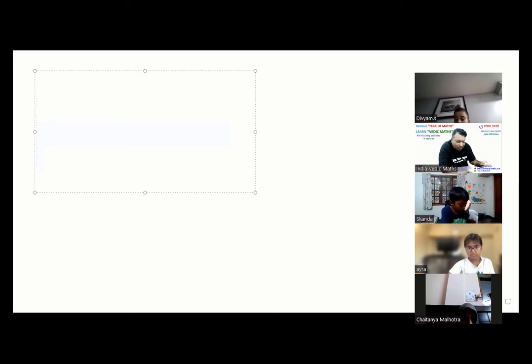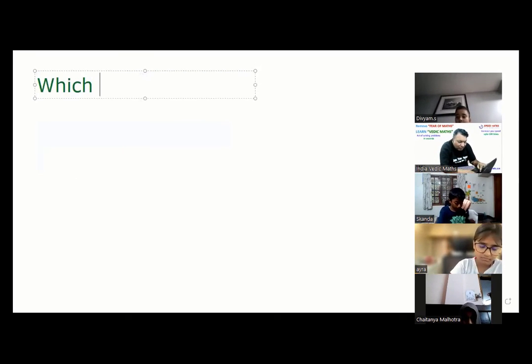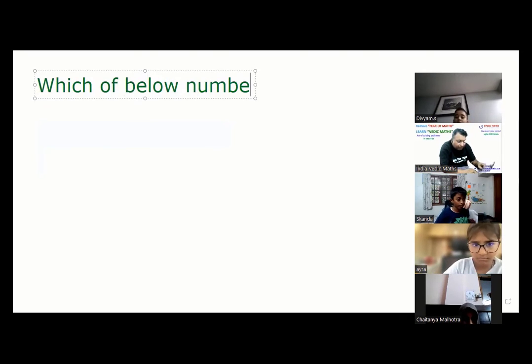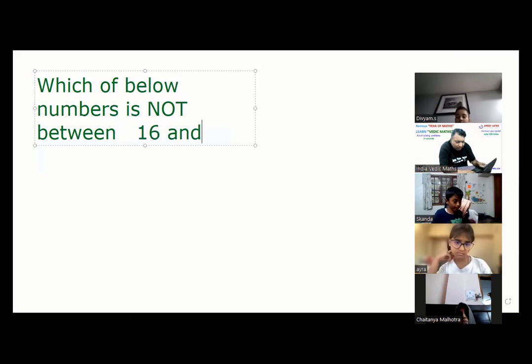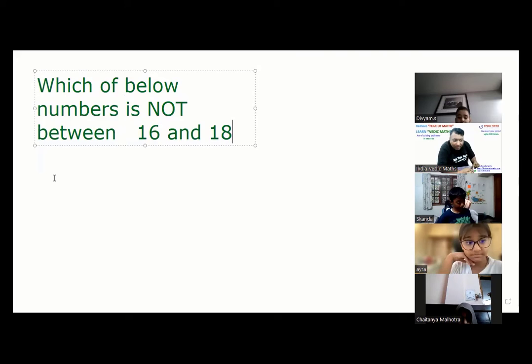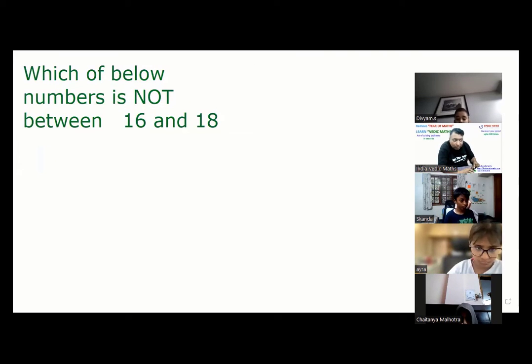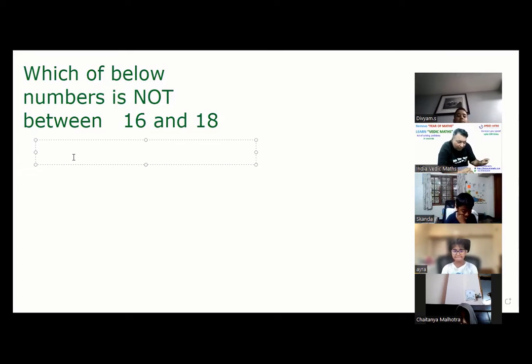I am writing my next question. Which of the below numbers is not between 16 and 17? Okay, or 16 and 18. You tell me which of the below numbers is not between 16 and 18. First, you wait for me to write all the numbers. Then you tell me. Okay. Wait. Yes, Divya. So let me write 16.